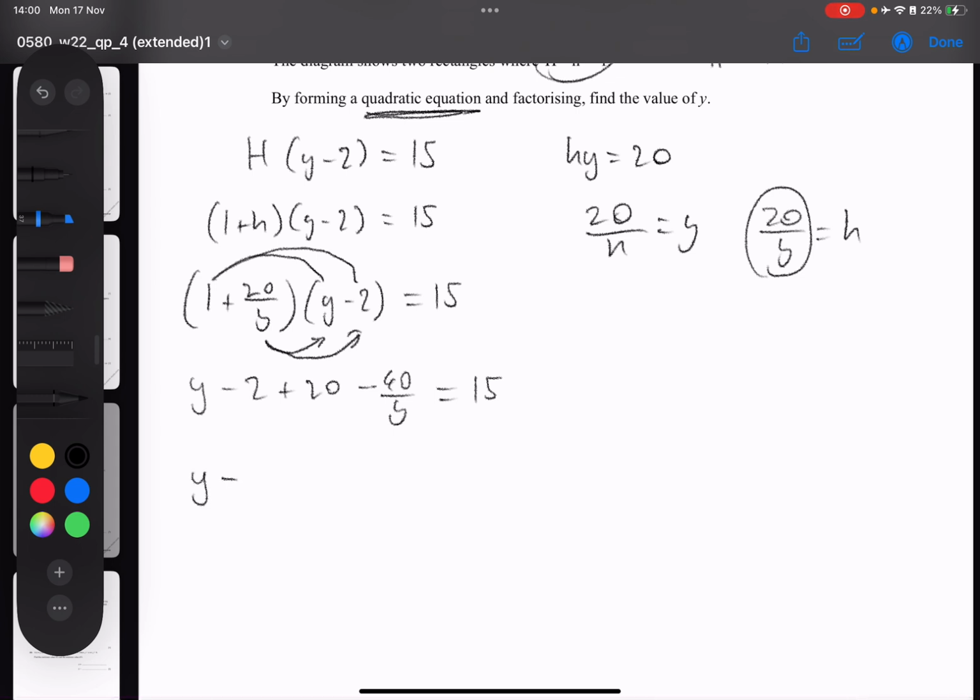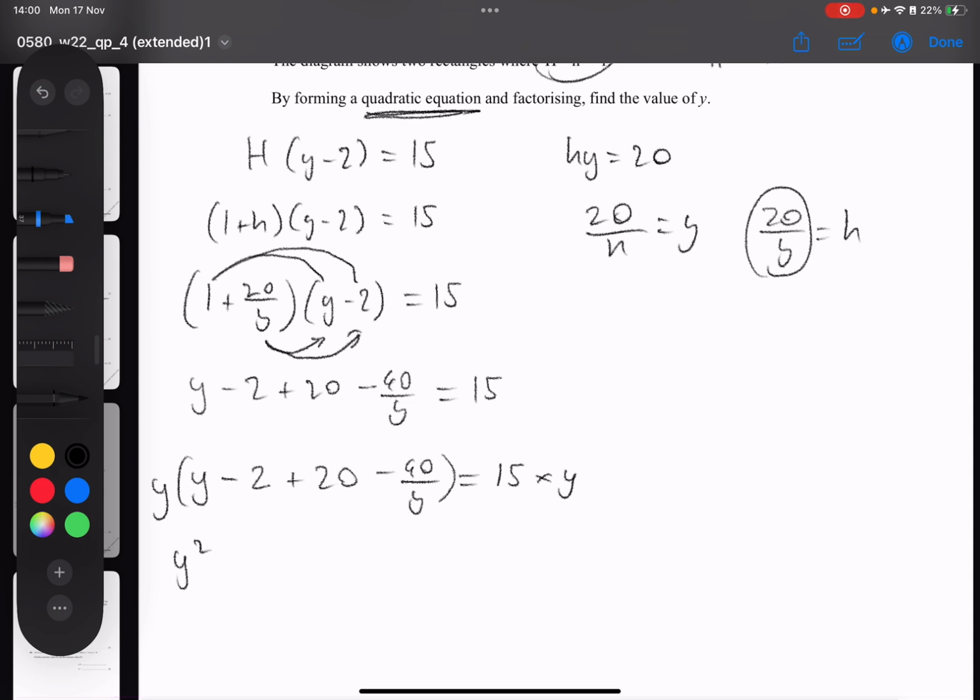I'm just going to rewrite it to give you time to think. y minus 2 plus 20 minus 40 over y is equal to 15. So what are we going to do? This fraction in particular is annoying me, so I'm going to multiply both sides by y. So what am I going to get?